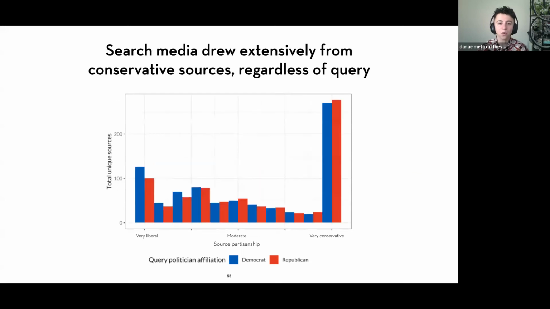Instead, though, what we see is that search media actually drew extensively from conservative sources, regardless of query. As you can see, this pattern looked roughly the same, regardless of the affiliation of the candidate being searched for. So at least by these metrics, we concluded that there wasn't some widespread bias against conservative content in search media. In other words, algorithm audits can also identify cases where there isn't evidence in support of some alleged bias.